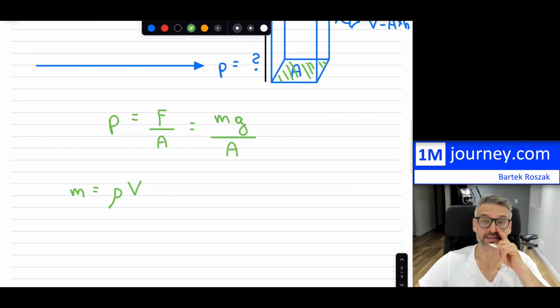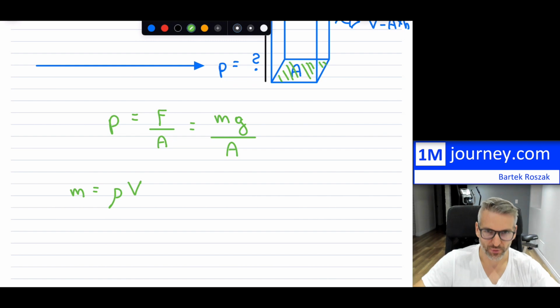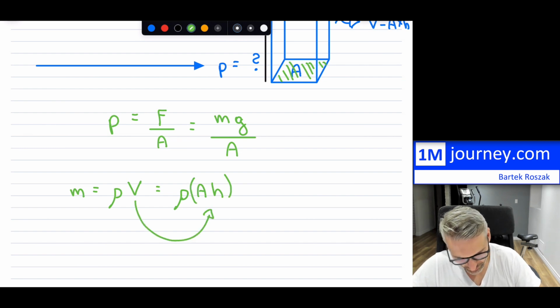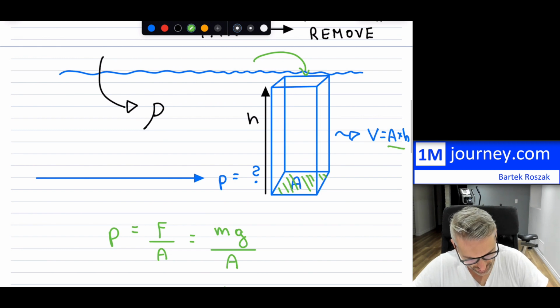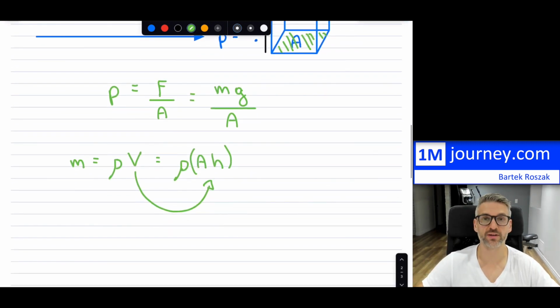Now I'm going to take this a little bit further, because, hold on a second, I know what this kind of prism looks like, right? This is nothing else but the density. So the volume is the area multiplied by the depth, right? So that's the volume that I have. Notice it's area and the height or the depth that I'm working with.